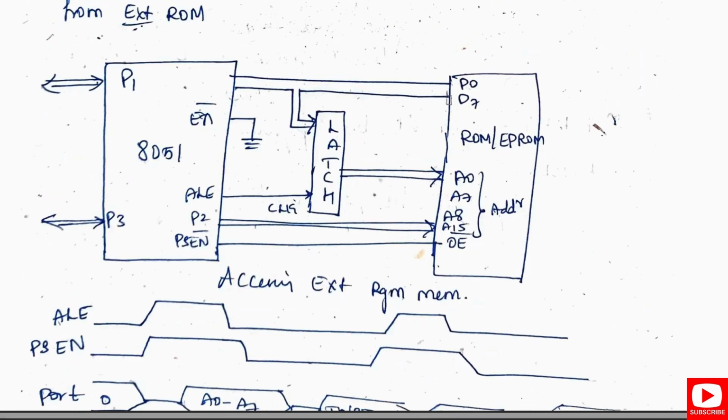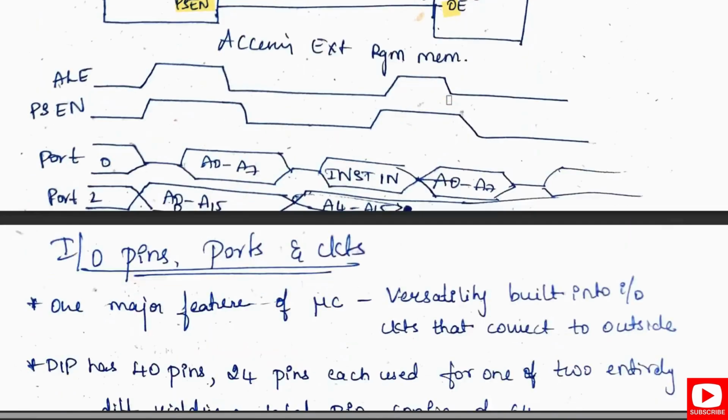Here you can observe this is our 8051, we have a latch and we have a ROM. PSEN is connected to OE bar, then from port 2 we connect the address lines, and from port 0 we connect to the data lines. So this is our timing diagram.